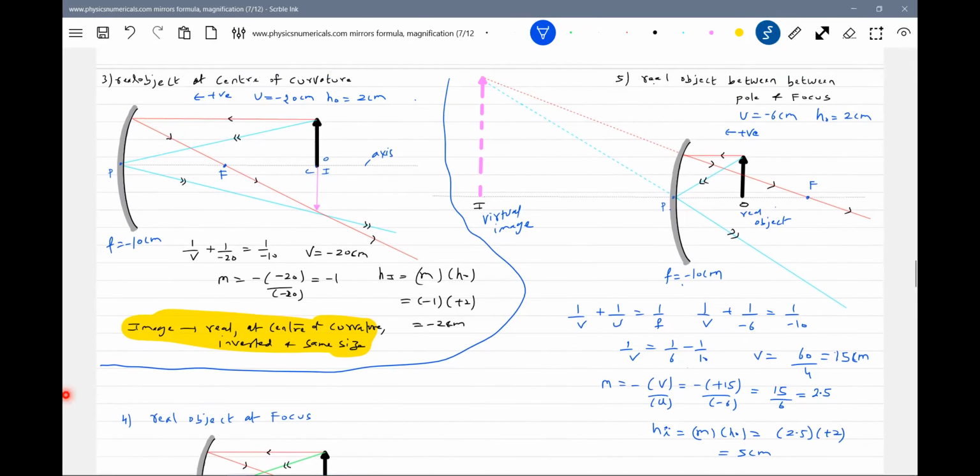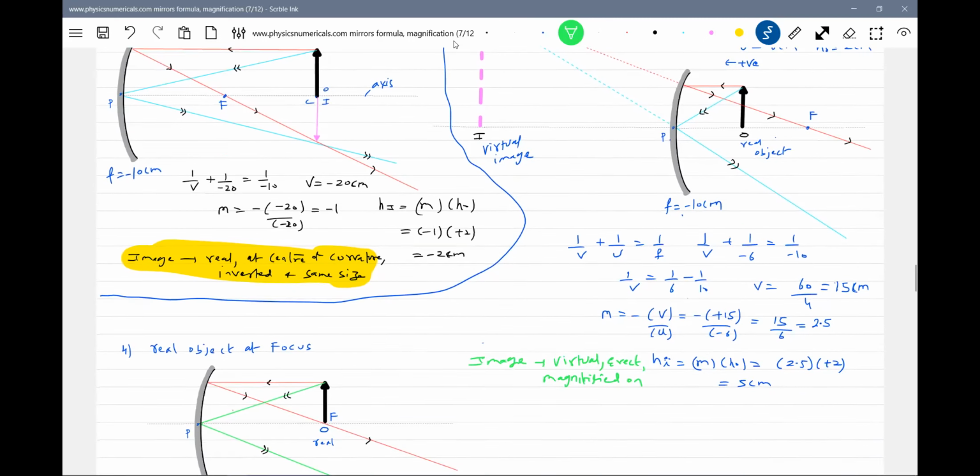So what is the basic idea? If the object is kept between pole and focus, what about the image? Let me conclude here. The image will be virtual, erect, and magnified, on the other side of the pole.